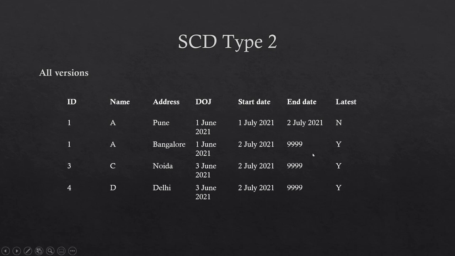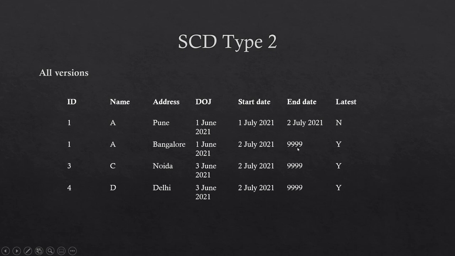But on the second day, as soon as the address got changed to Bangalore, I created a new version, and what I did, I made the end date as 2nd July, because this record with primary key 1 has address as Bangalore. This has come in on 2nd July, so my start date is 2nd July.